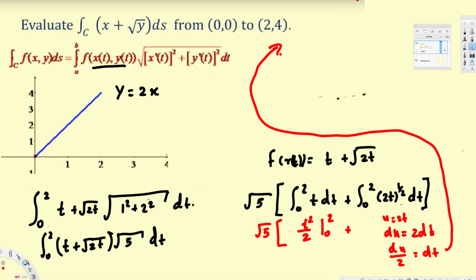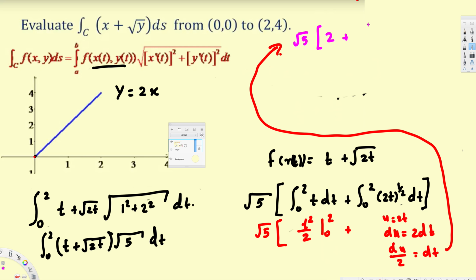Now let's rewrite everything. So square root of 5, and if you plug 2 into this t squared, this is going to be 4. 4 divided by 2 is going to be 2. So here we are going to have 2. And let's do the integration with respect to u here.